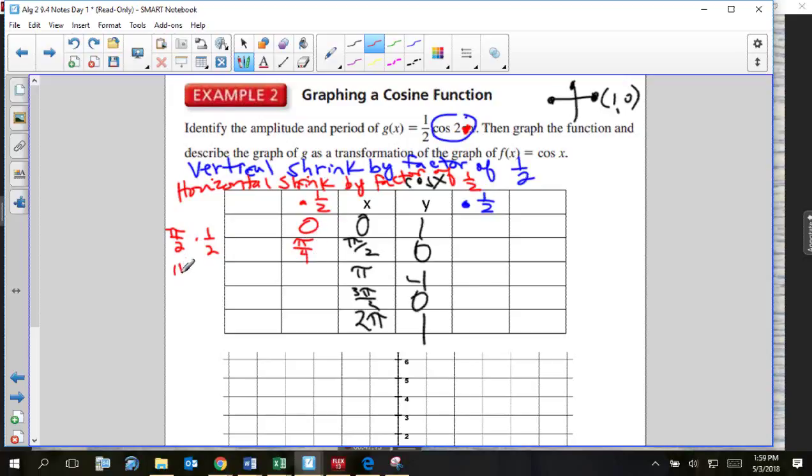How do I multiply pi by 1/2? You put pi over 1, you multiply straight across. Pi over 2. How do you multiply 3 pi over 2 by half? Straight across. 3 pi over 4. 2 pi times a half is pi.